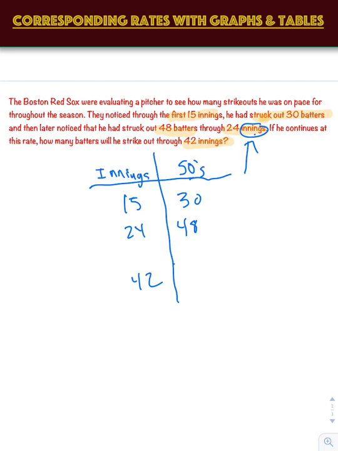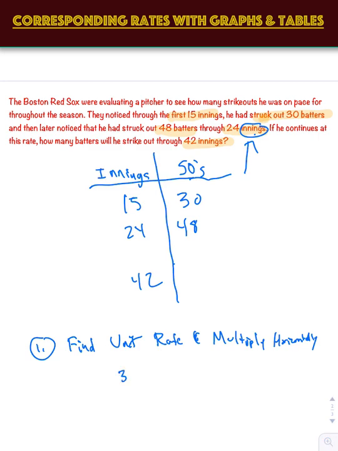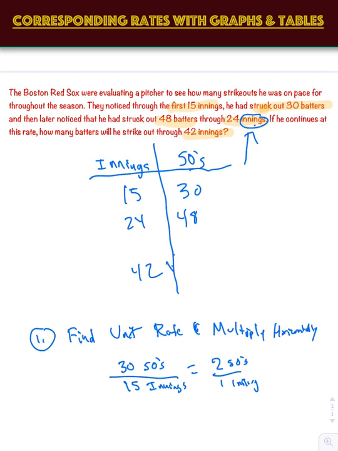I said earlier there were two ways to evaluate. One is to find the unit rate and multiply horizontally. So the unit rate would be 30 strikeouts divided by 15 innings equals 2 strikeouts an inning. So that's one way I can look at this. Multiply horizontally. The answer would be 84.